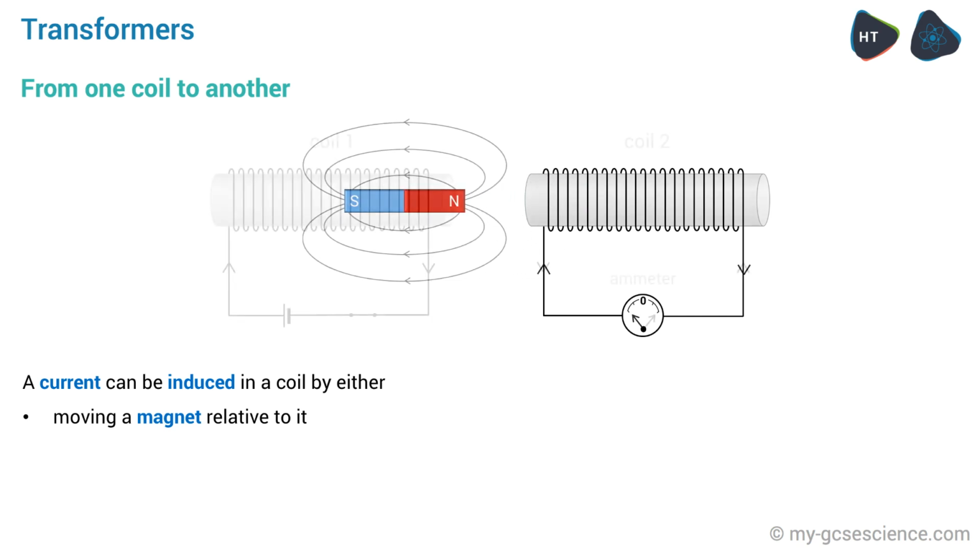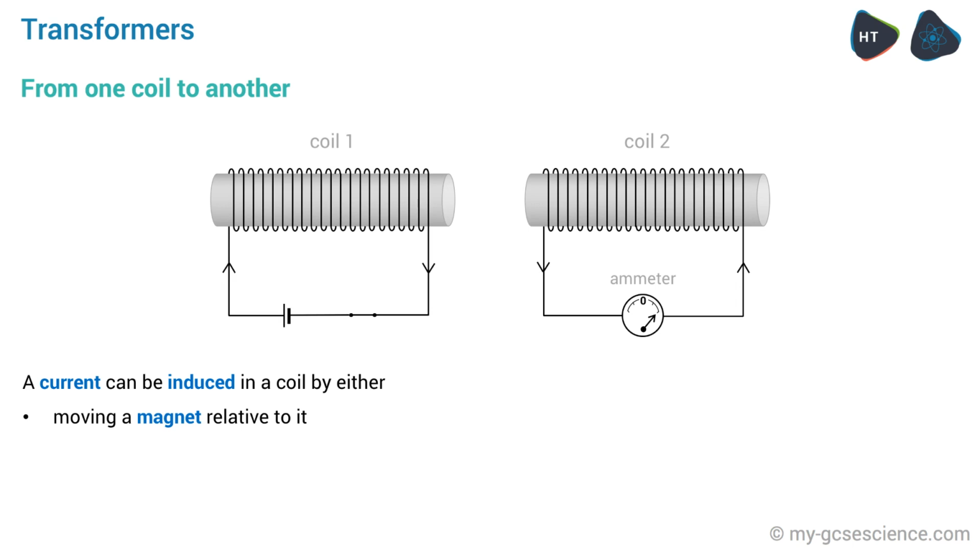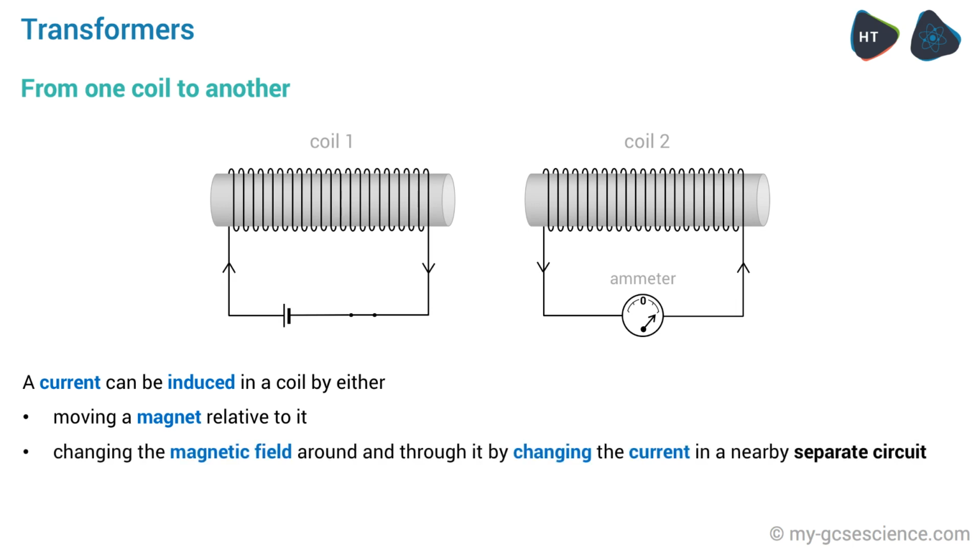What we've seen happening here in the second coil is pretty much the same process, except that here, the magnetic flux through the coil was being changed by changing the current in a nearby coil, which in turn changed the magnetic field around it. This is the process which allows a transformer to work.